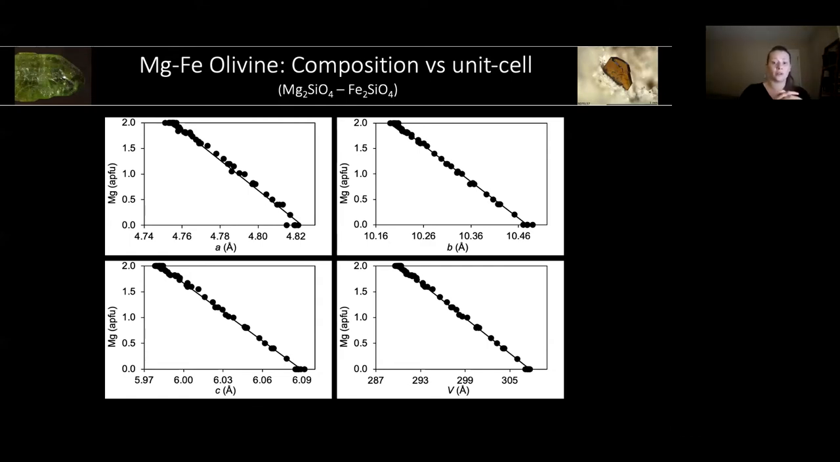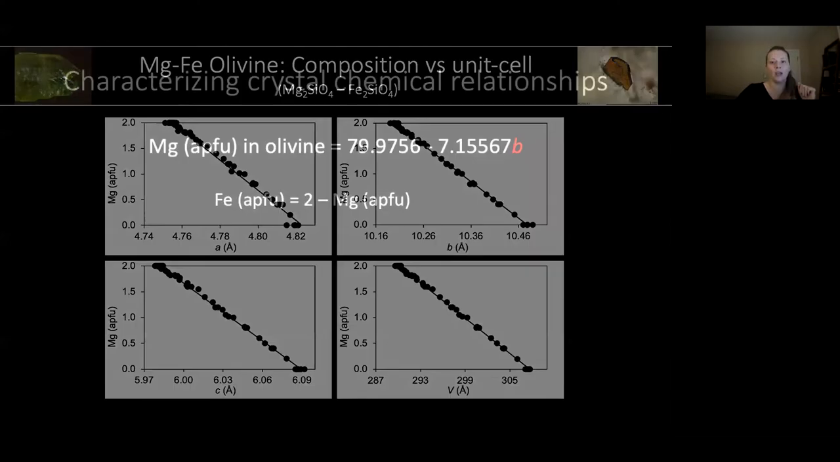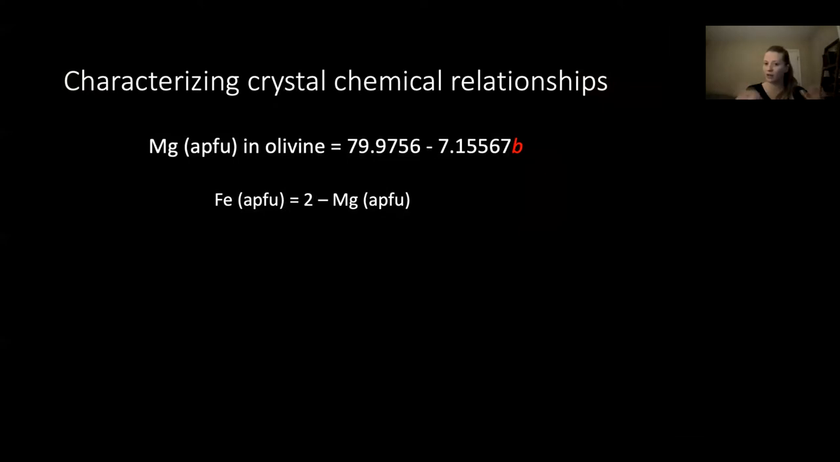Given the nearly spherical strain ellipsoid of the olivine crystal structure, so it's kind of equidistant, it expands in the same manner in every direction, we can use any one of these unit cell parameters to estimate this relationship between chemical composition and structure for Martian olivine. But the B unit cell parameter had slightly higher variance, so it was a little bit more sensitive to magnesium and iron. It gives us a slightly better estimate, and that's the one that we use. With this simple linear equation, we can use the B unit cell parameter to predict the amount of magnesium. And then of course, we just calculate iron by difference.